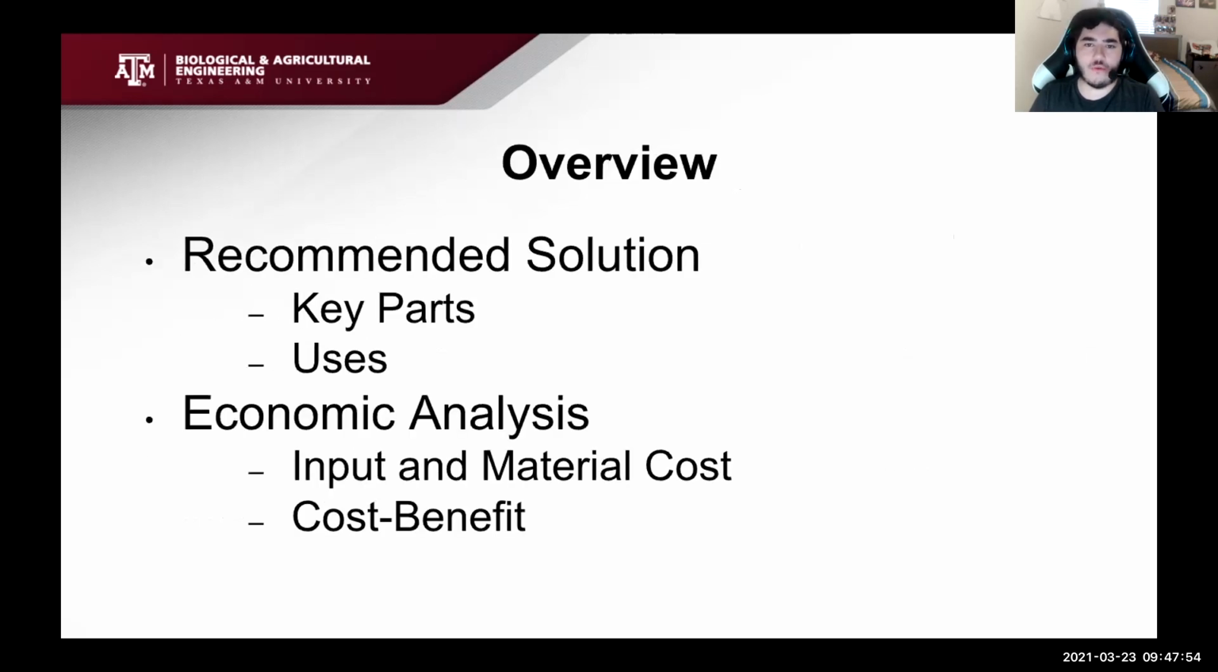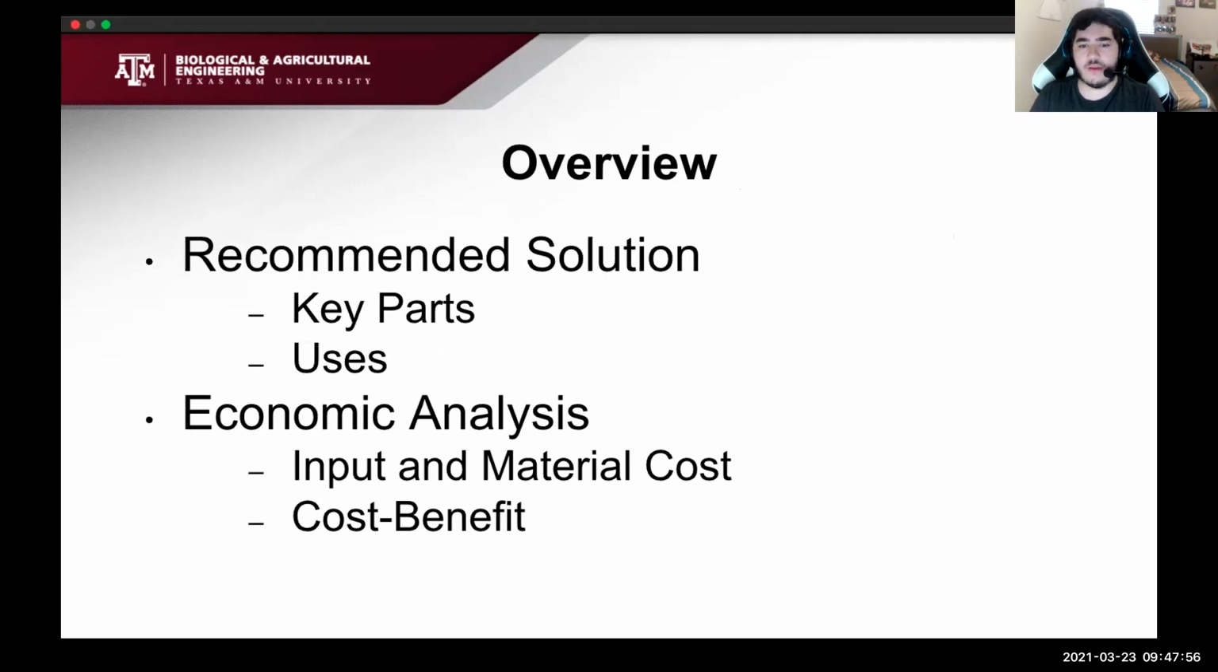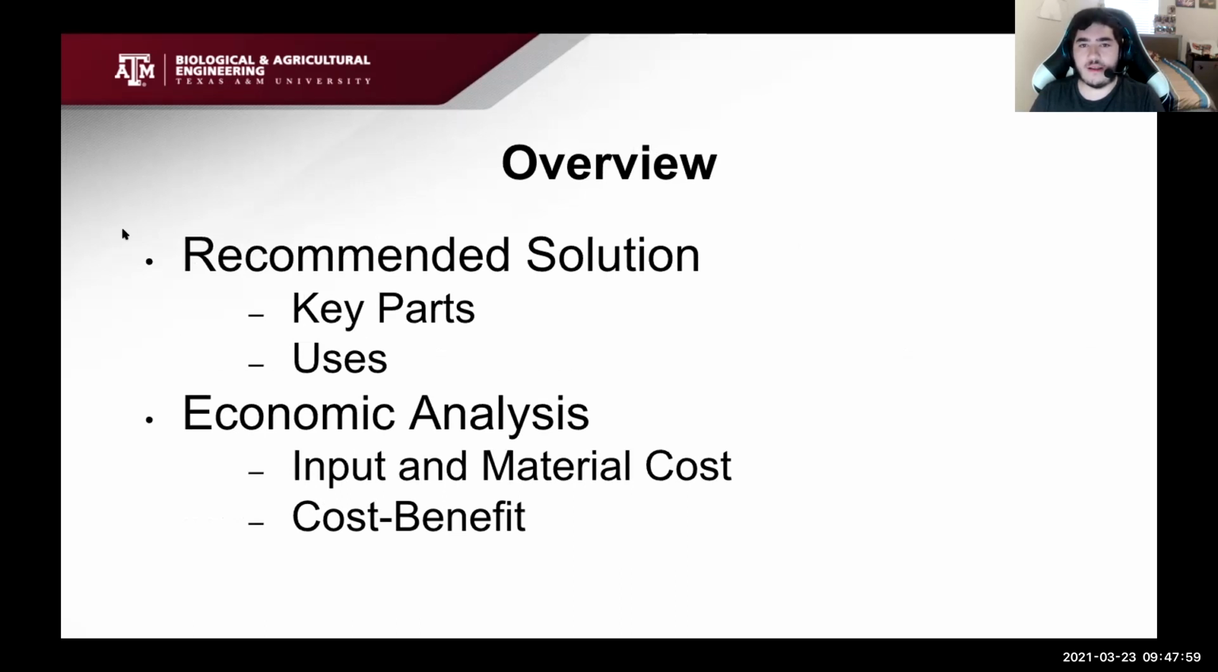And just a brief overview of what we're talking over today. Our recommended solution, which is going to be the key parts. We're going to have a brief little diagram of the decision tree coming up later, the uses and how to just open up the decision tree to gens potentially. Just a little brief overview of that. And then our economic analysis, just small input material cost, and then the cost benefit of using the solution that we have at hand. And I will hand this off to Dylan now.